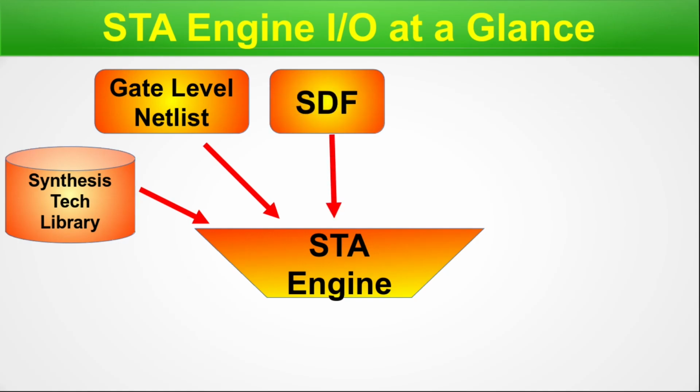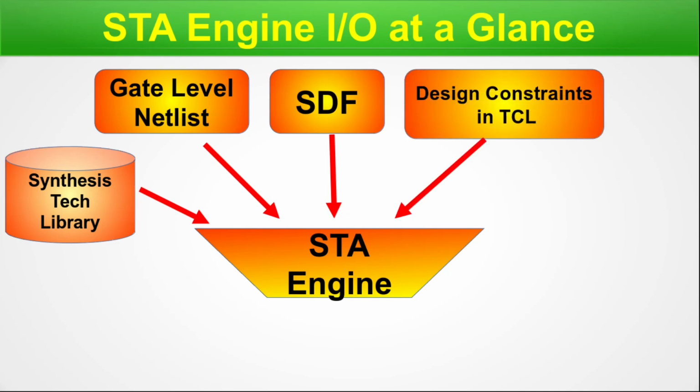The next input is SDF. It contains the delay, and it is also a file extension. So it contains all the designer-defined delays. The next input file is design constraints in Tcl. It is also called an SDC file, and here we give all the timing constraints for the STA engine.